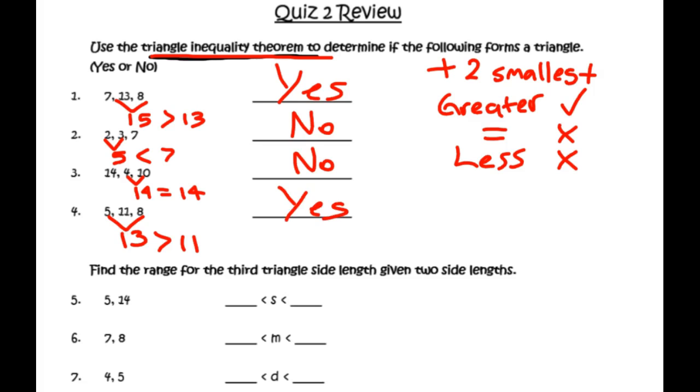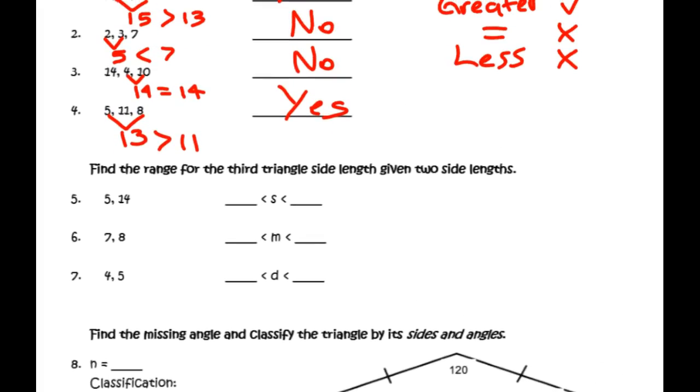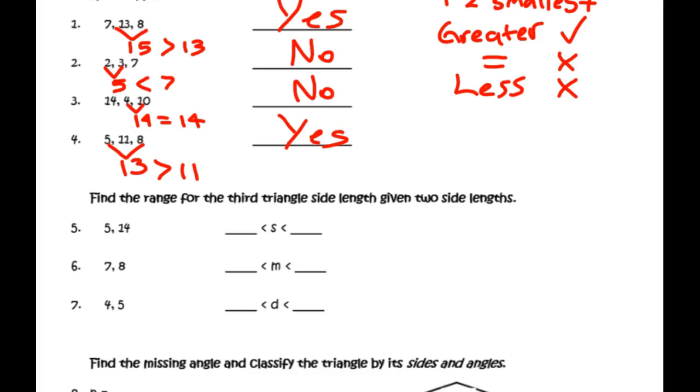All right. Let's look at the next little section here, 5 through 7. On 5 through 7, find the range for the third triangle side length given two side lengths. Notice how it was given the variables in the middle with the less than signs. So to get these two blanks, all you got to do is subtract on one side and add on the other side, right? So let's do that. 14 minus 5 is 9. Okay, and on the other side, 14 plus 5 is 19. Anytime you're finding the range of a third side, you subtract on the left, add on the right.